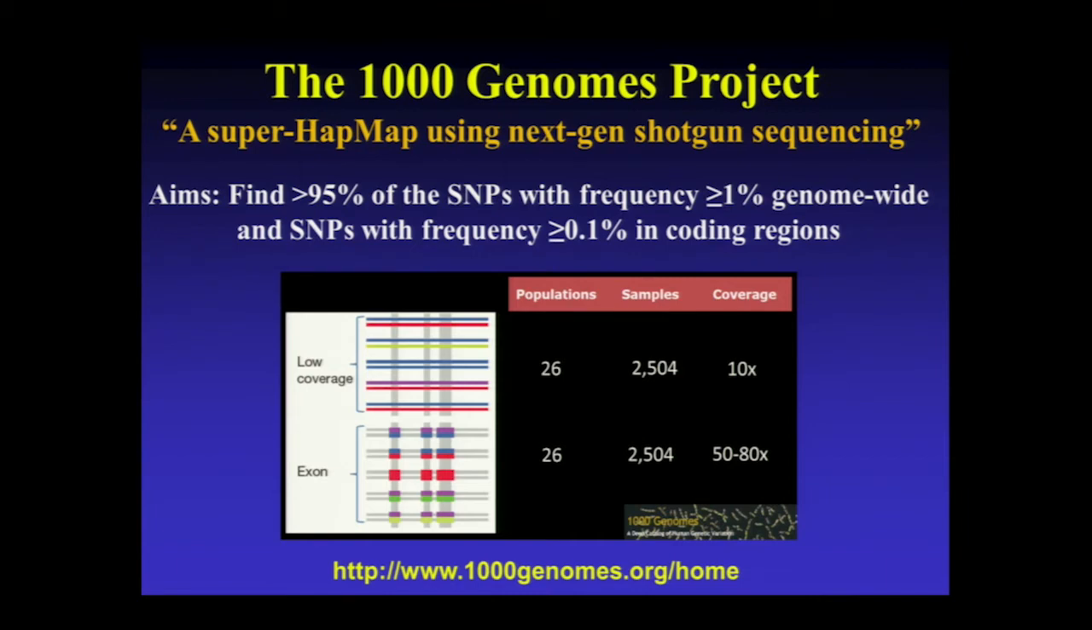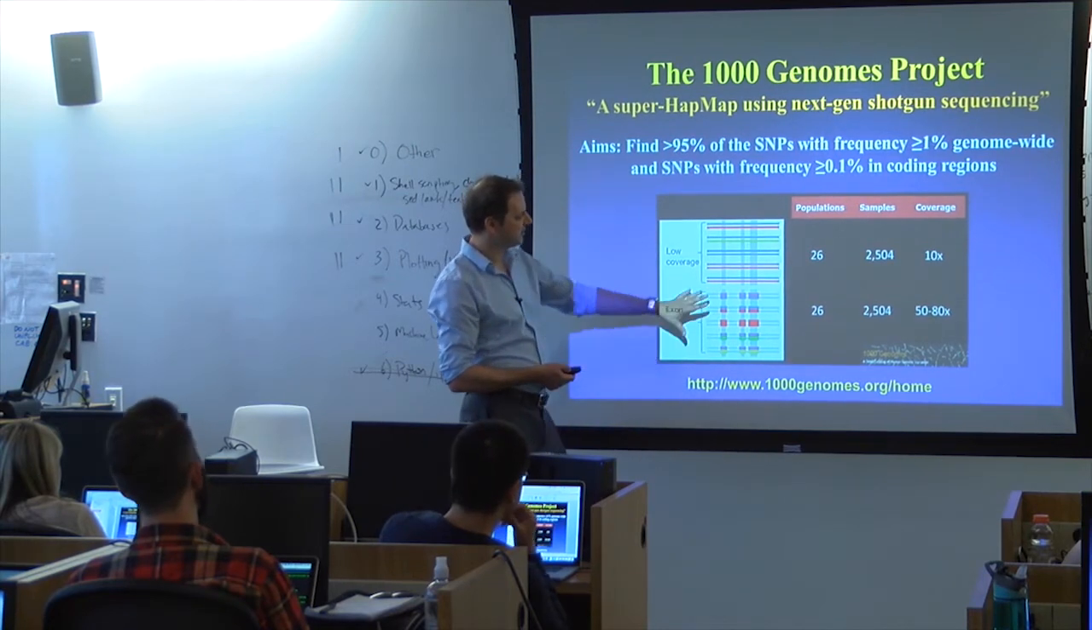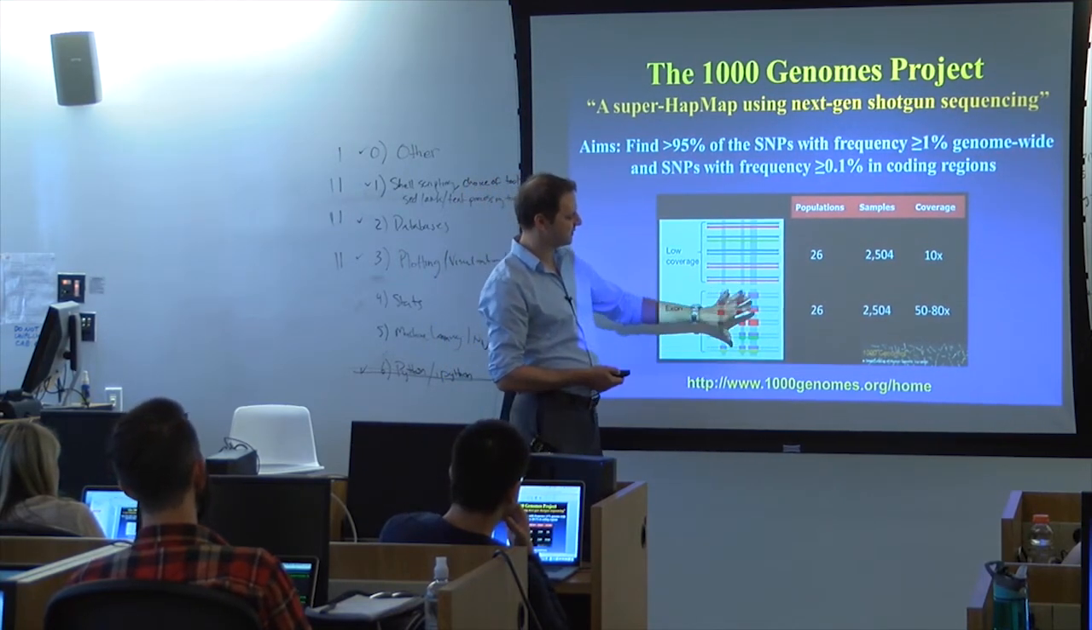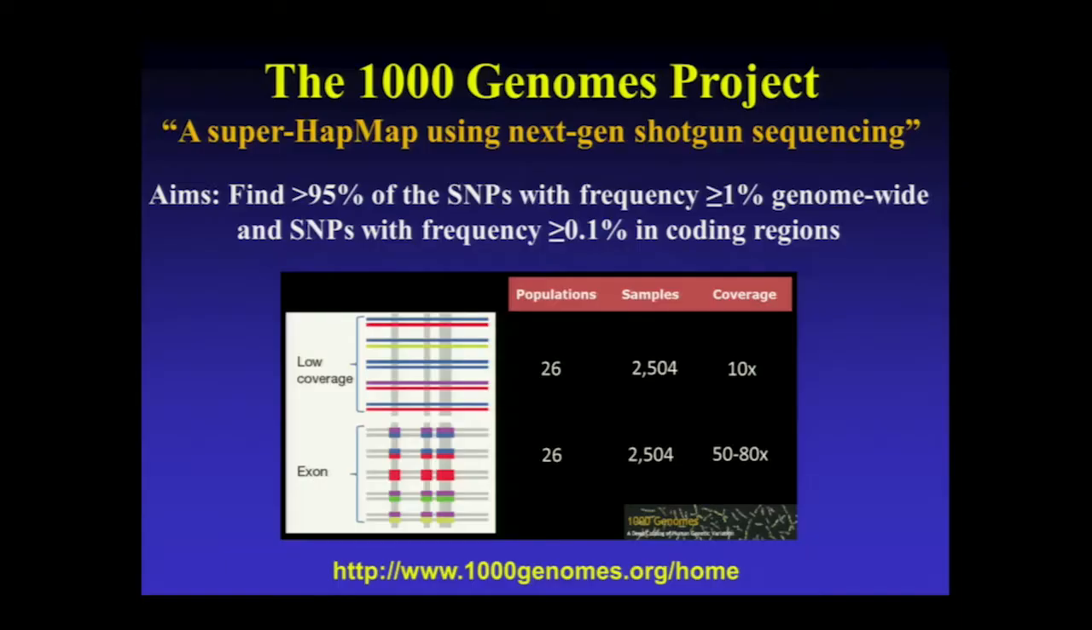And it had two main parts: low coverage sequencing of the entire genome, so that was sequenced to about 10x coverage, I'll explain what that is in a minute, in 26 different populations. And then much deeper, targeted sequencing of the protein coding portion of the genome, up to about 50 to 80x coverage, which gives you basically higher quality data. And all of that data, again, is publicly available. There have been a few recent papers published describing that from the latest phase of this project.